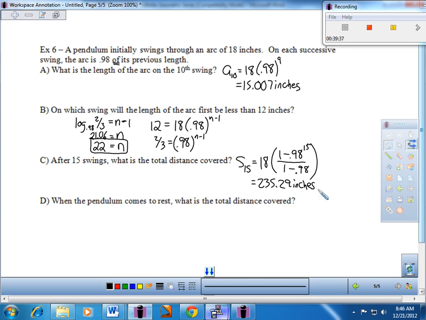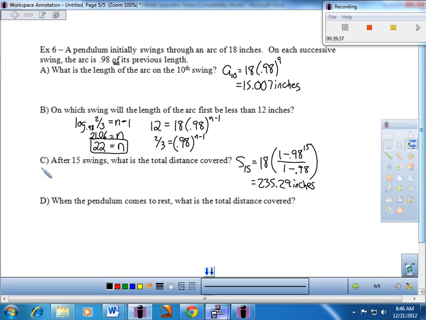Okay, good. So a nice problem. It's putting everything together. In this case, A and B dealt with a geometric sequence problem. C dealt with a finite geometric series. And let's look at letter D. When the pendulum comes to rest, what is the total distance covered?